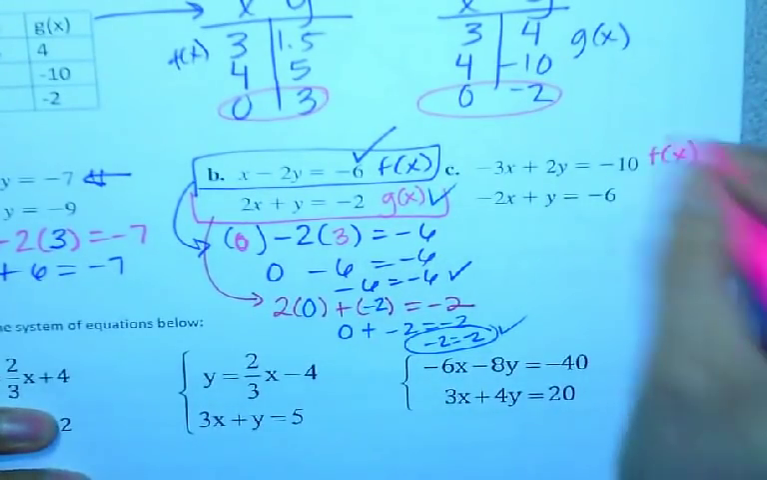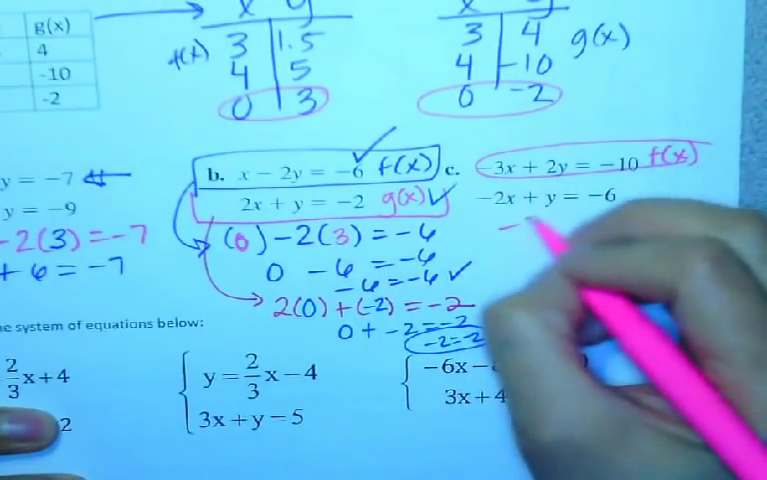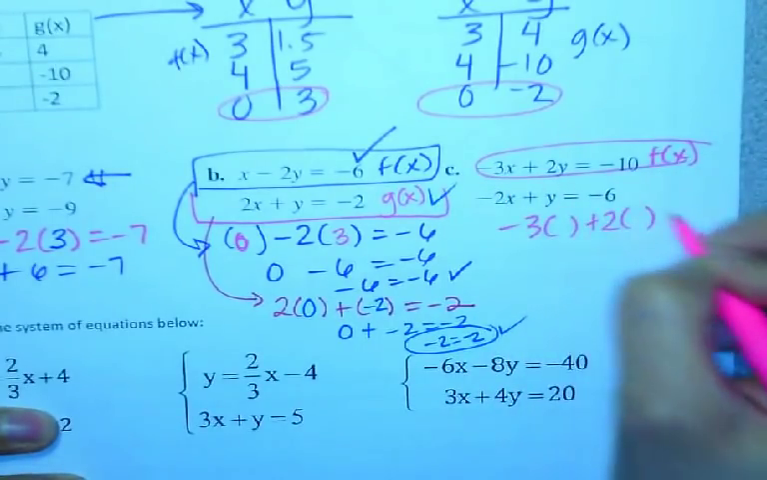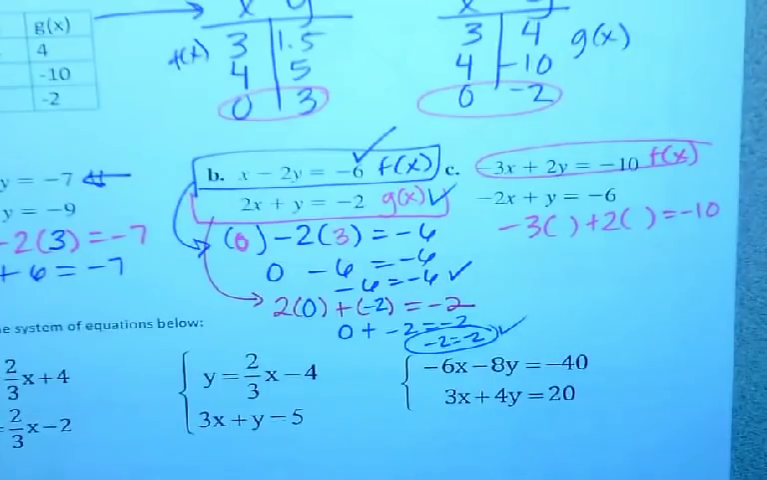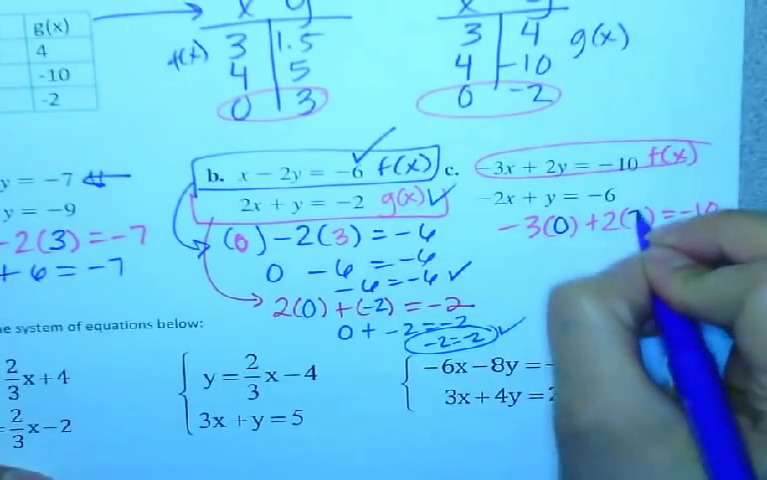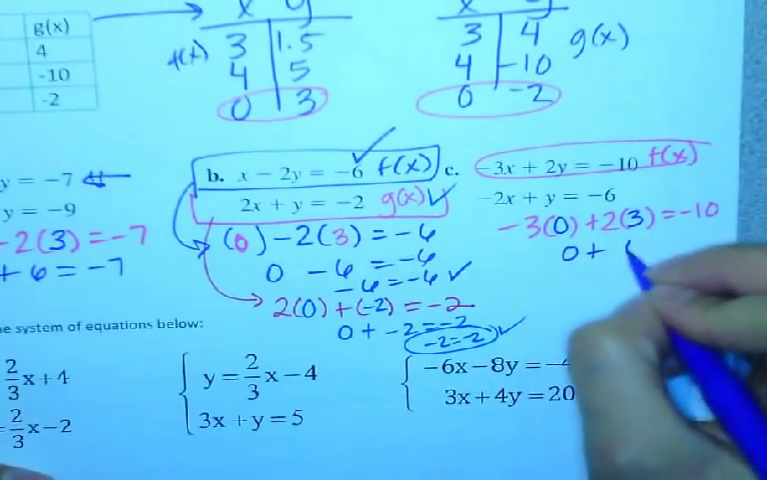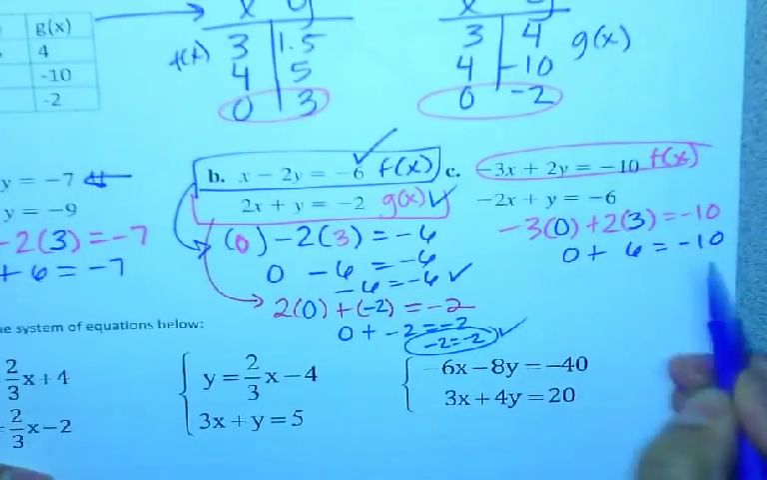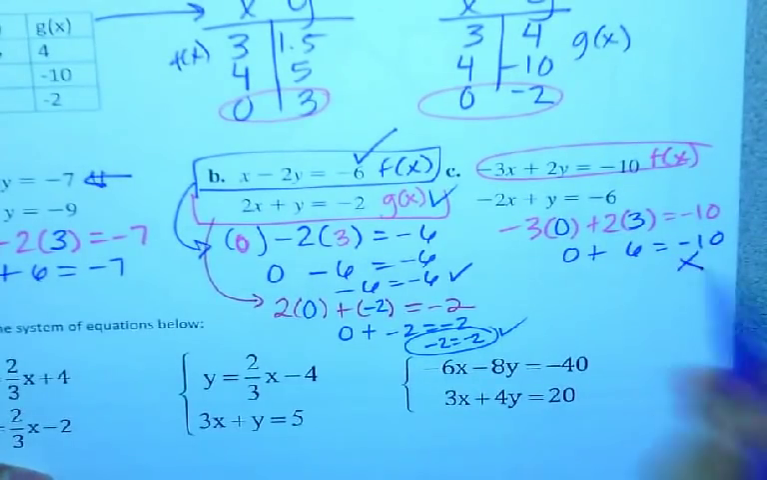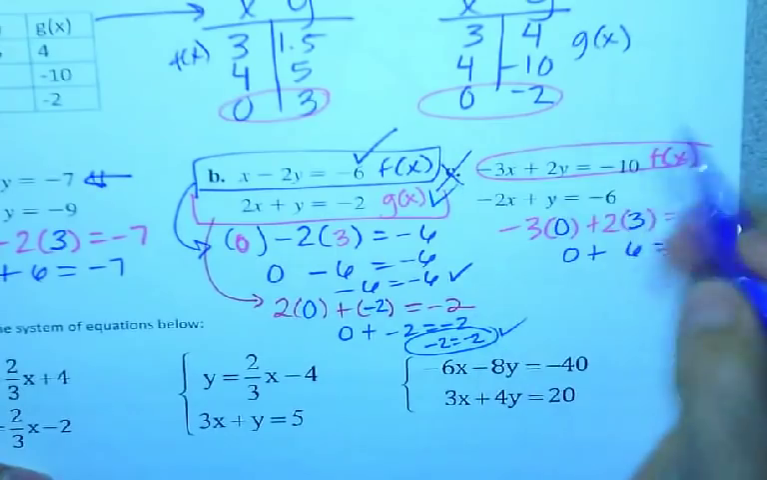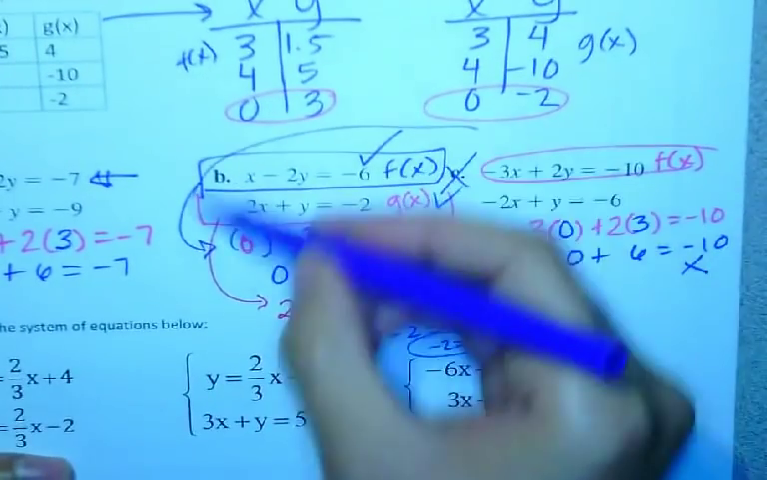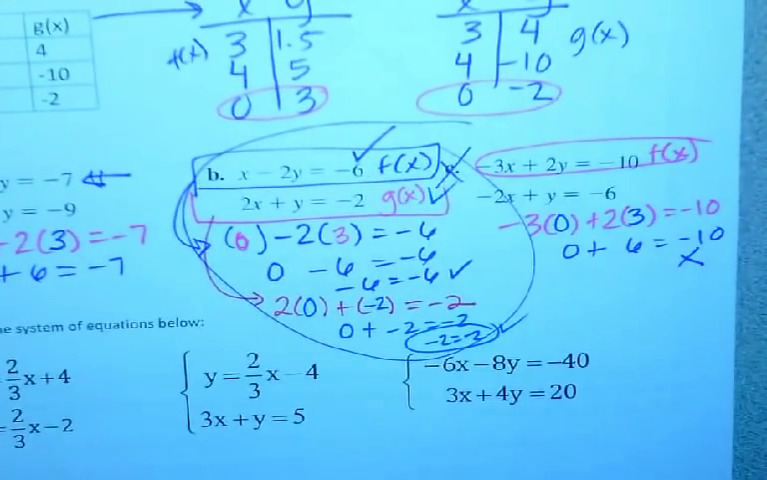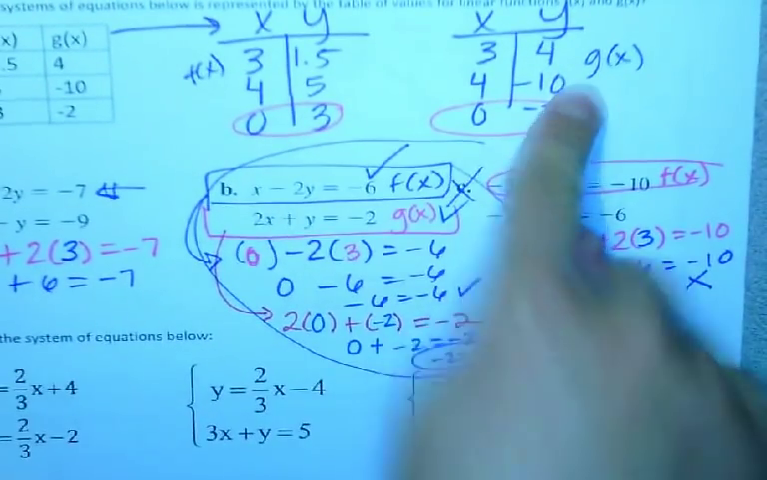Test the f of x first. And I'll substitute in the 0 and the 3. And that already doesn't work. So no on that one. So B would be the answer. The points worked here for both f of x and g of x. Okay, so that's what's represented on the tables.